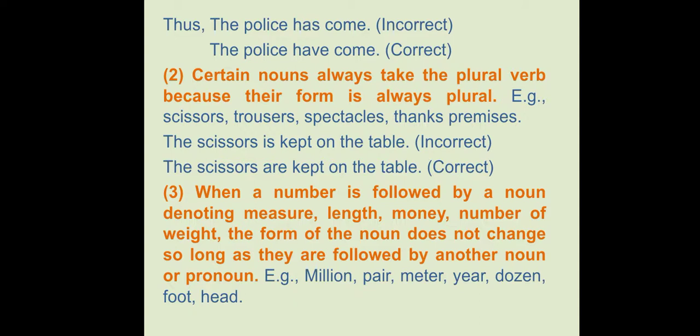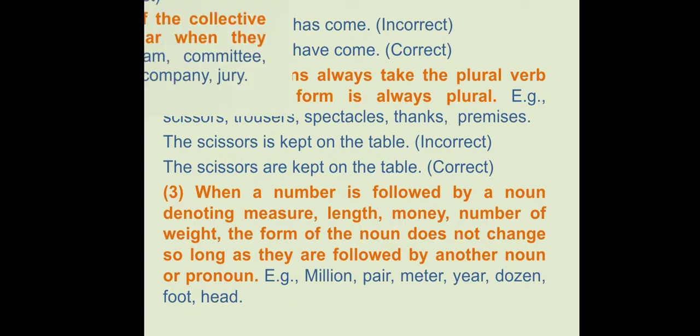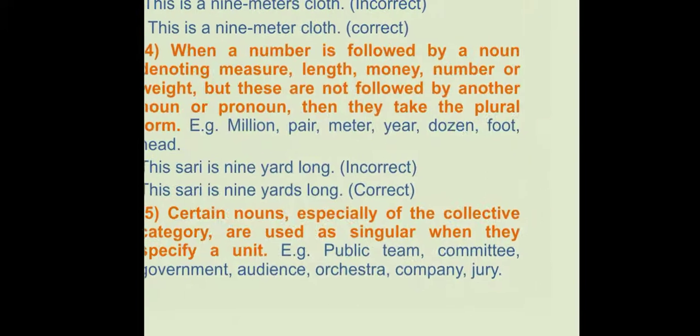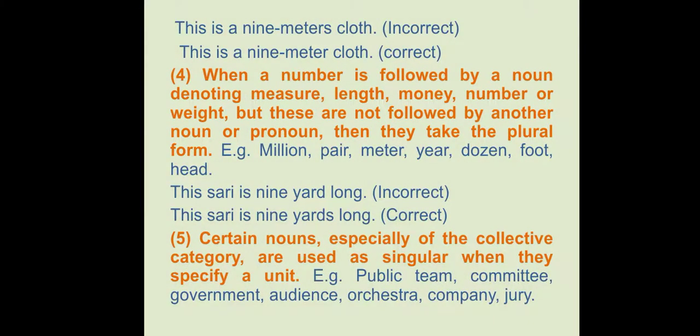Third rule: when a number is followed by a noun denoting measure, length, money, number or weight, the form of the noun does not change so long as they are followed by another noun or pronoun. Example: million, pair, meter, year, dozen, foot, head, etc. This is 9 meters cloth, which is incorrect. And the correct sentence is this is a 9-meter cloth.